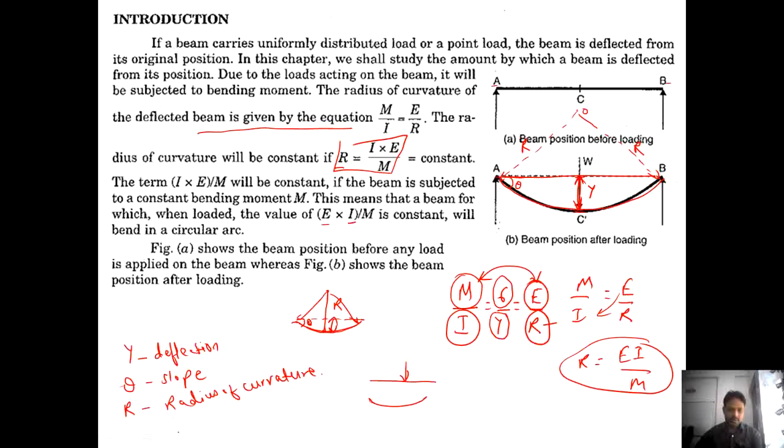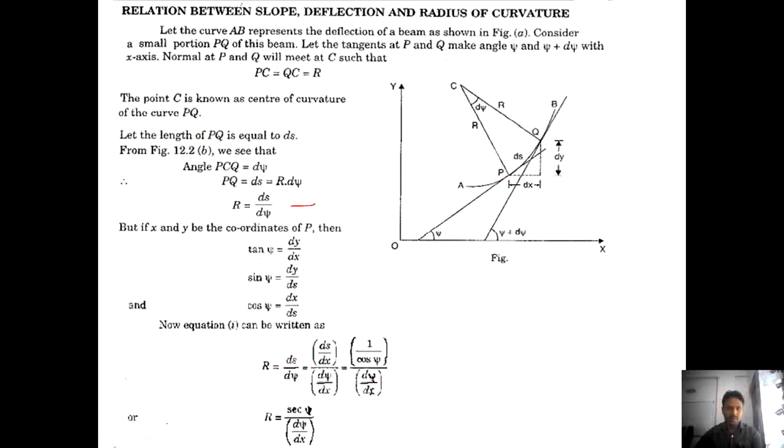Clear? So this was the introduction part. Now we will directly see the relation between slope, deflection and radius of curvature. For this we have considered one diagram in which AB is a deflected beam. We have seen the deflection like this. This was the deflection.